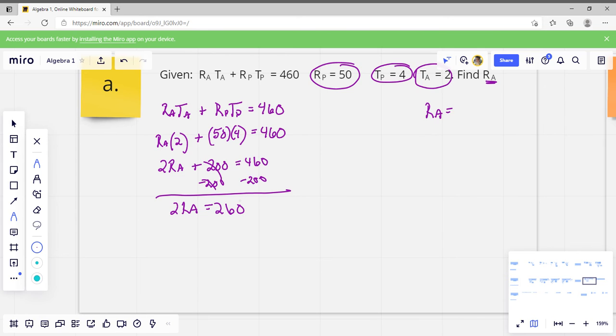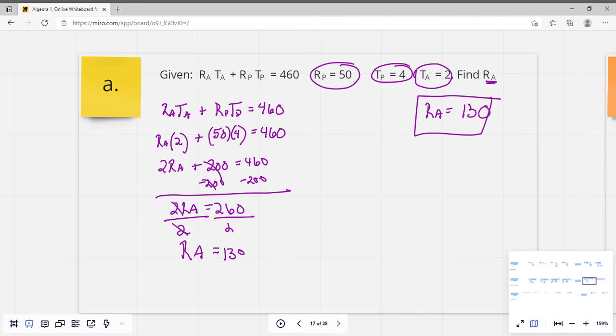Then next we have to divide by 2 to get rid of this 2 over here. That is going to be, let's see, half of 200 would be 100, and half of 60 would be 30, so 130. I'm going to double check that real quick. Bear with me. Yep, 130 is the answer. So RA equals 130.